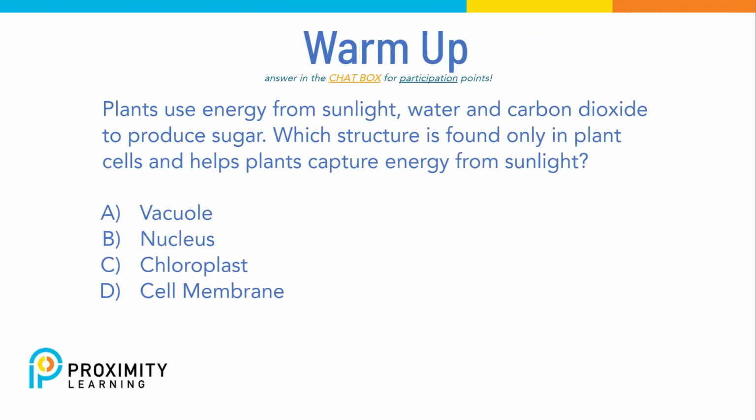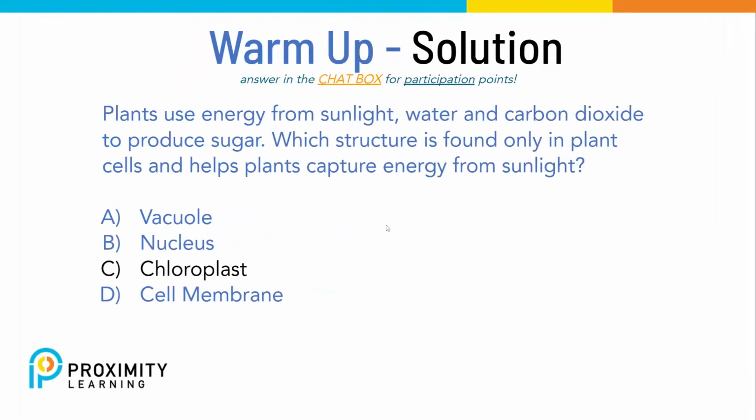Here's our warm-up, which you'll answer in the Zoom chat box. Plants use energy from sunlight, water, and carbon dioxide to produce sugar. Which structure is found only in plant cells and helps plants capture energy from the sun? I'll pause for you to answer. If you answered C, chloroplast, you are correct.